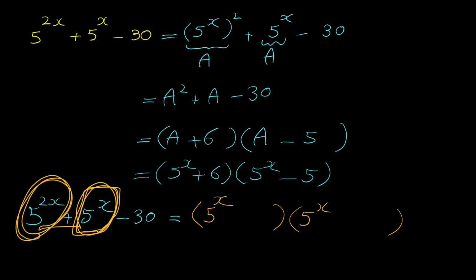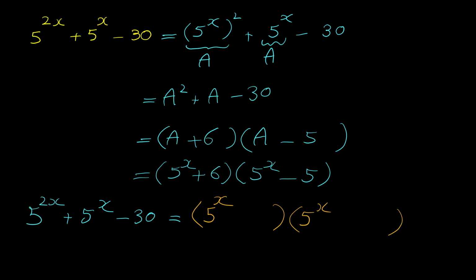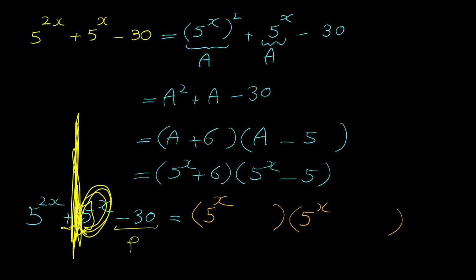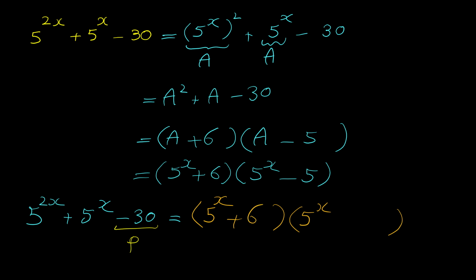Now look for two numbers that their product is negative 30, and their sum, what is the coefficient here? Don't think 5 is a coefficient. No, 5 to the x is your variable. What is the coefficient of 5 to the x here? 1. So we look for two numbers that their product is negative 30 and their sum is 1. Those numbers are 6 and negative 5. Similar to before, similar to the question we did here, 6 and minus 5. The answers are the same, as you can see.